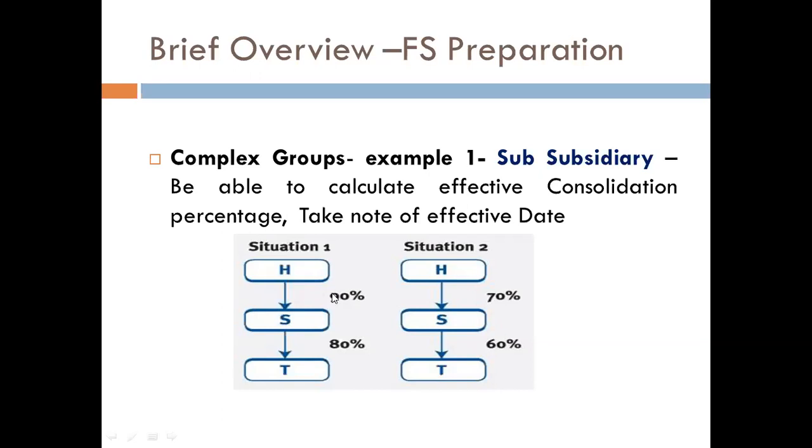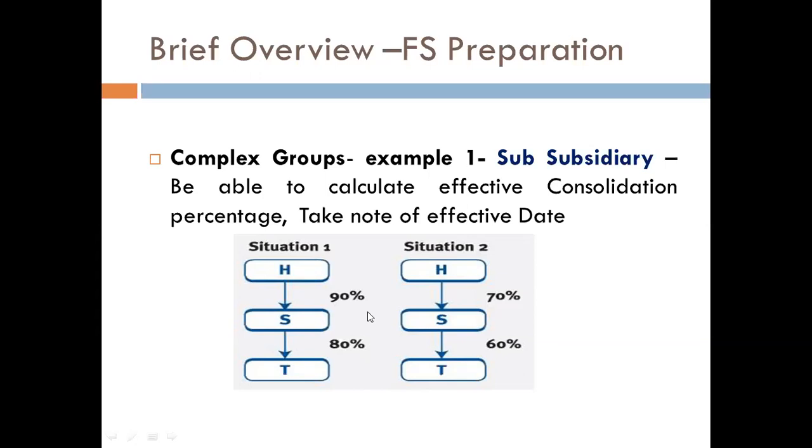You can see that H has 90%, and if we look at S investing in T, if H has control over S, it's like H indirectly also controls T. So if they ask you to consolidate, you will consolidate all the three companies. But you should be able to calculate the percentage of ownership that is held by the parent company in the subsidiary, because it's very important. You need to understand if you consolidate T and it is H which is consolidating the whole group, will you consolidate it using 80%?